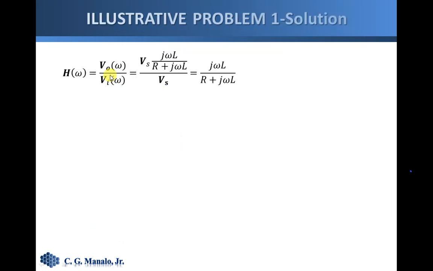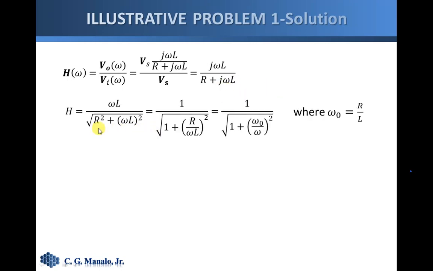So V sub O over V sub I. V sub O can be obtained using voltage division. So this is V sub naught, all over V sub S. So we have V sub S cancel and we have this final result. So the transfer function is really a phasor.